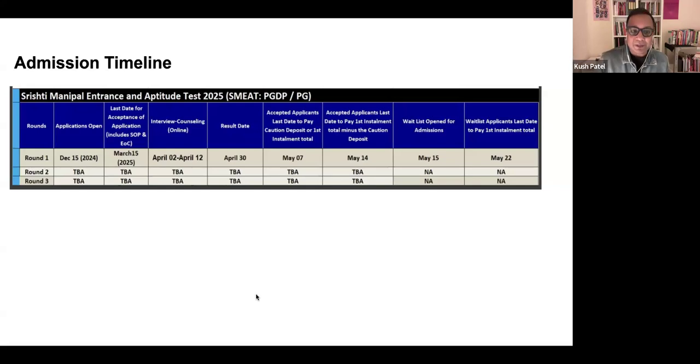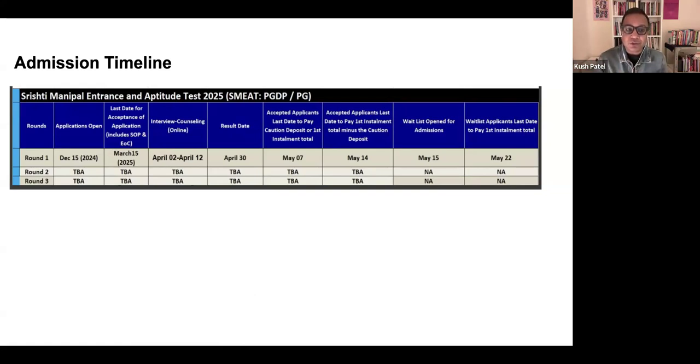So what is the admissions timeline? We are currently in round one. We have opened round one admissions. We opened it last month, and it will continue through the middle of March, which is when we expect all of the first round of applications to come in. The interview and counseling will happen online in the month of April, and the results will be announced by the end of April for acceptances to come rolling in May.